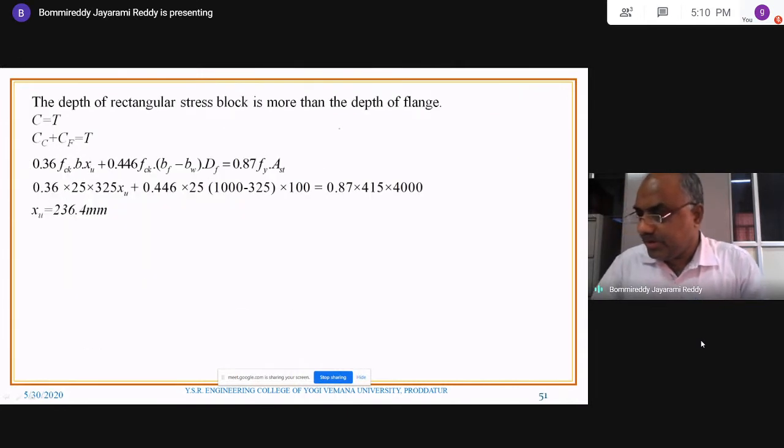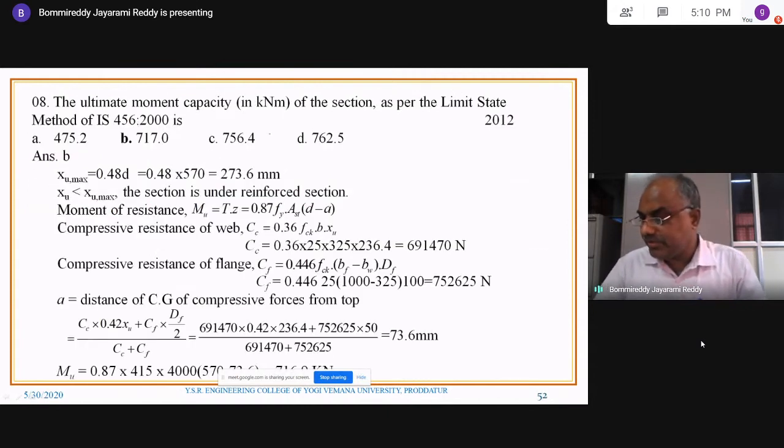Okay, you use the normal equations. C is equal to T. One is CC plus CF, the compressive resistance of the concrete flange, equal to T, and accordingly get the value of XU. It's a routine. And another question for the same: the ultimate moment carrying capacity as per the limit state. So for ultimate, find out the XU maximum and compare these two. It is an under reinforced section, and accordingly use either the formula related to the steel or related to the concrete; both are one and the same in case of doubly reinforced or T-beams, and you will get the moment carrying capacity of the section.